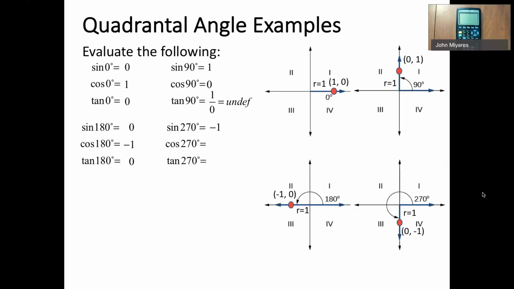The cosine of 270 degrees will be 0 over 1, which is 0. And the tangent of 270 degrees will be negative 1 over 0, which again is undefined.